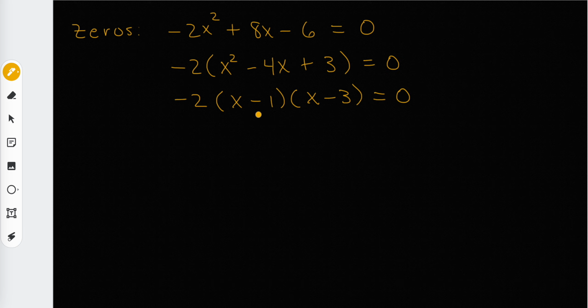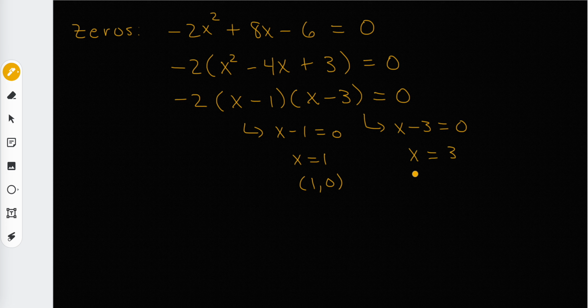So now I can set all my factors equal to 0. So I get x minus 1 equals 0, and I get x minus 3 equals 0. And if I solve these, I get x equals 1. That's going to be my first 0. And I also get x equals 3. And that's going to be my second 0. Zeros are also called roots, and sometimes you'll hear them called x-intercepts. So if you ever hear 0, root, or x-intercept, they're all talking about the same thing.